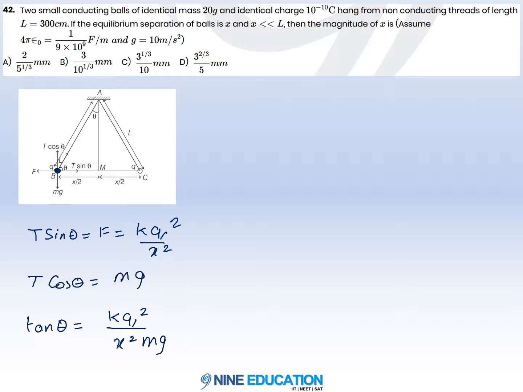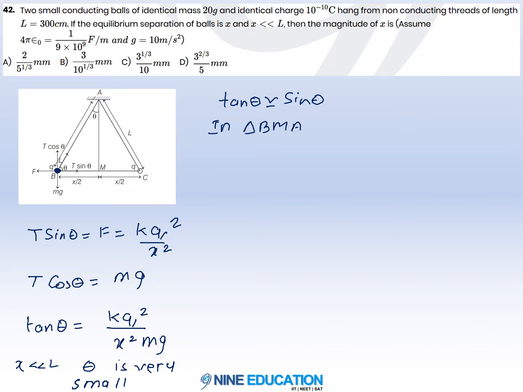What we need to remember here is x is very less than L, so we can say theta is very small. We have to apply this assumption here. For small values of theta, sin theta and tan theta are almost equal. And from triangle BMA, sin theta is x by 2 upon L, so x by 2L is also equal to tan theta.